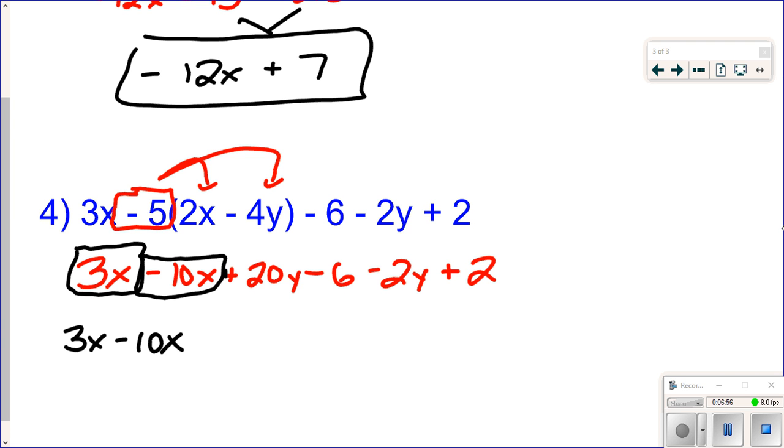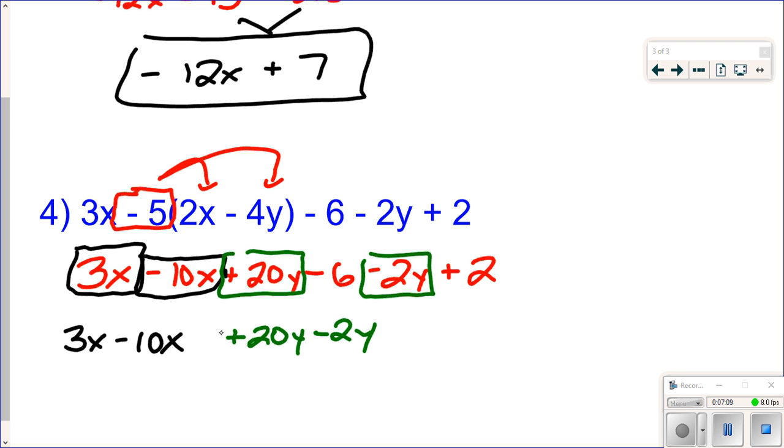I'm going to pull out the y's. So for the y's, I have a plus 20y and a minus 2y. Okay, so all these symbols that you see are coming from the original problem. I'm not adding anything extra in here. And then let's pull out the numbers. The numbers always come out last. So that's a -6 plus 2. And you say, no, that's -6. Yeah, minus, negative, same thing. Again, all these symbols you see came from the original problem. I didn't add anything extra here.